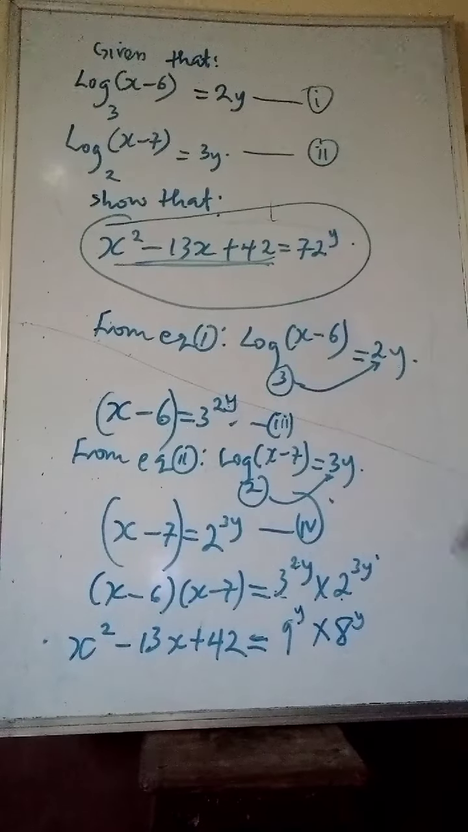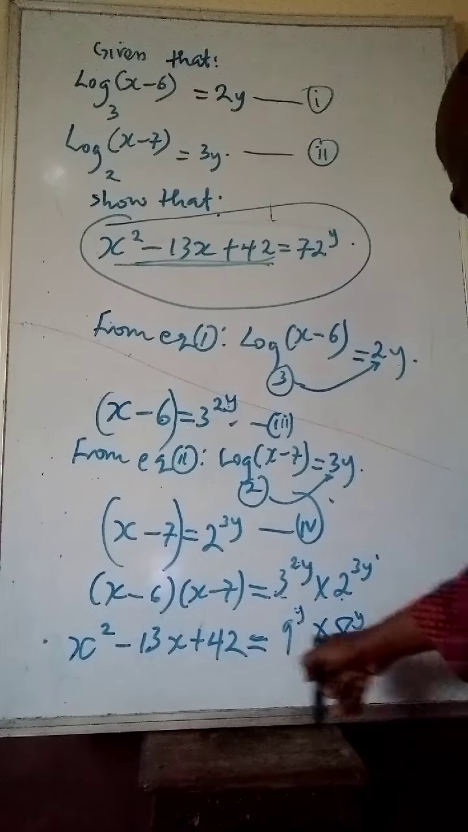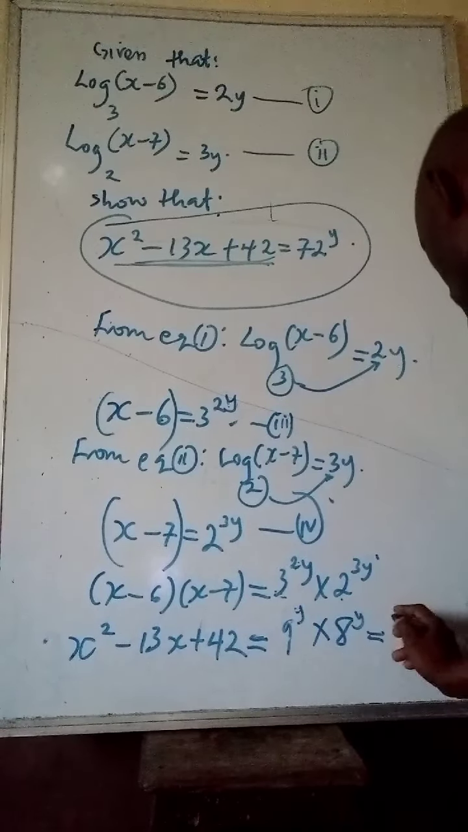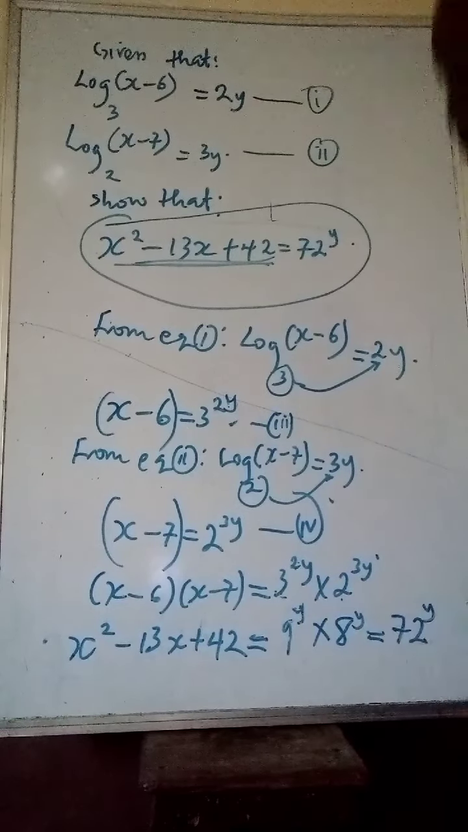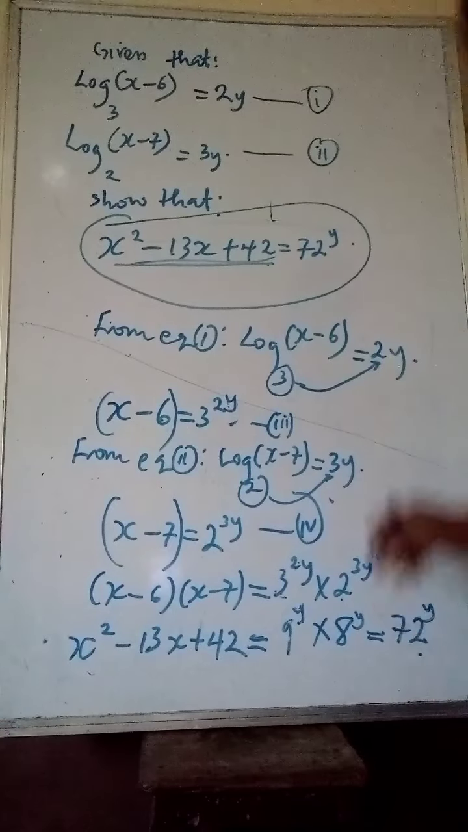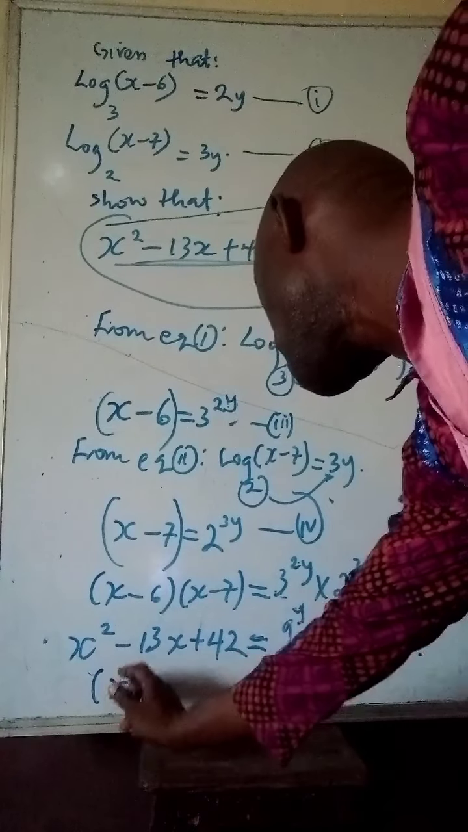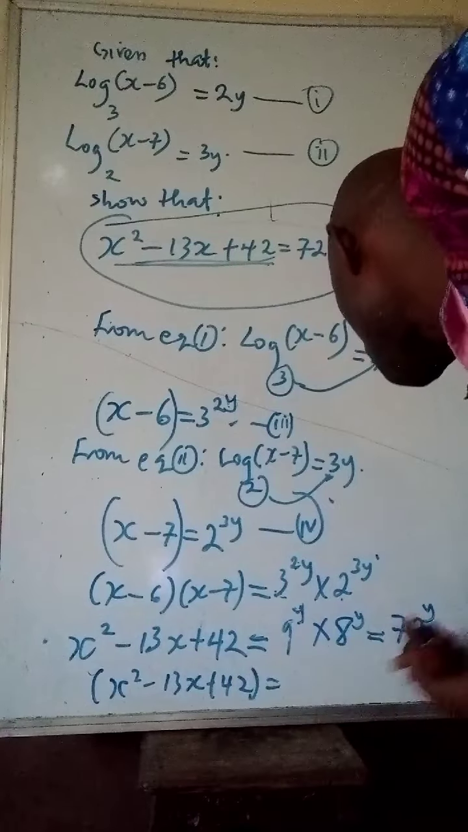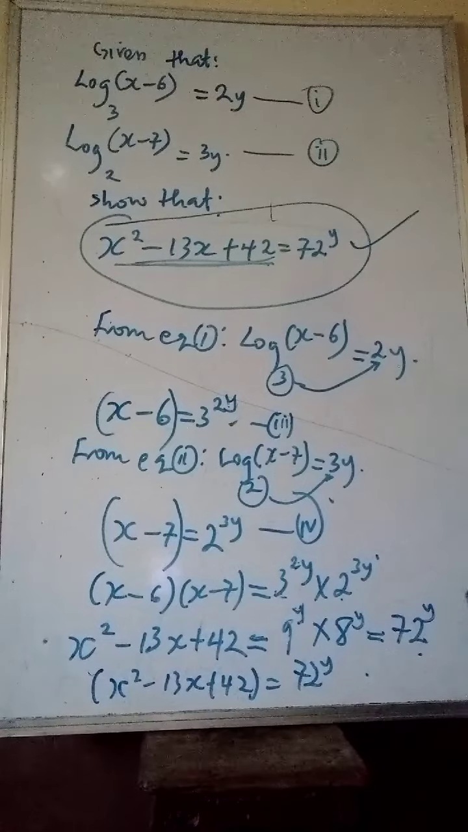So according to one of the laws of indices, when the carriers are not the same, but the powers are the same, you can multiply the carriers and pick one of the powers. So 9 times 8 is 72. Then you pick one of the powers, which is y. So that means x squared minus 13x plus 42 equals 72 raised to power y. That's the end of that proof.